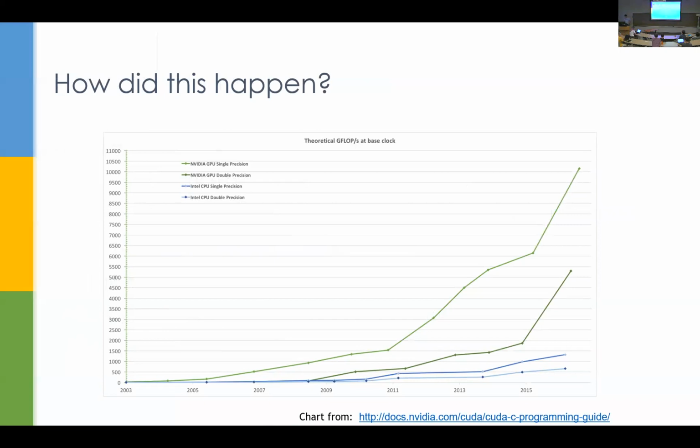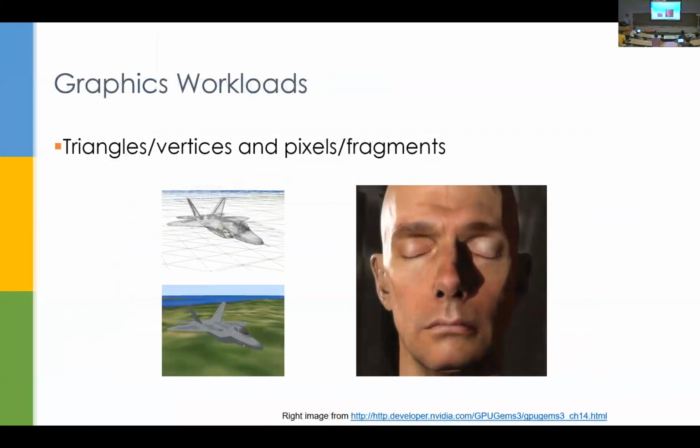So coming back to how CPUs inspire GPUs, how did this happen? How did we go from CPUs going in a linear thing to GPUs exploding there? So let's see how we got there. What are the graphics workloads? What was a GPU designed to do?